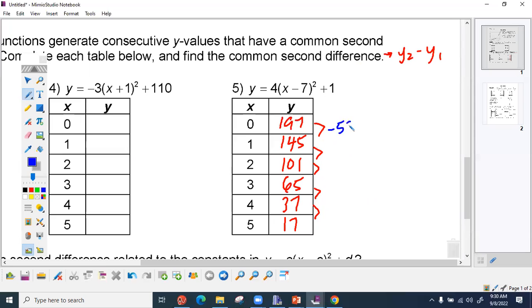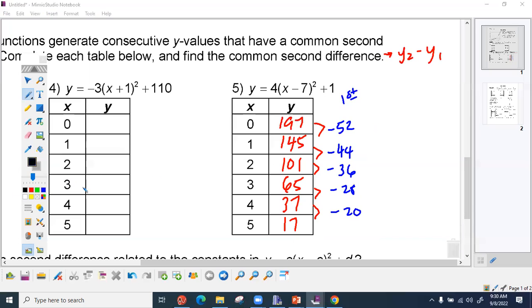So the common difference from 197 to 145 was what? Negative 52, right? The common difference from 145 to 101 was? Negative 44. 101 to 65? Negative 36. 65 to 37? Negative 28. And 37 to 17? Negative 20. Okay, so this is our first common difference.